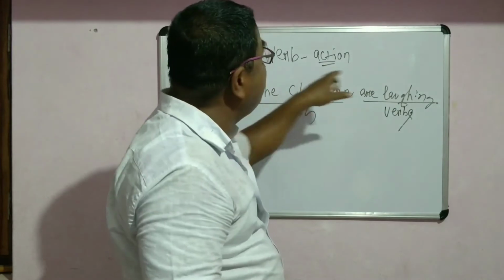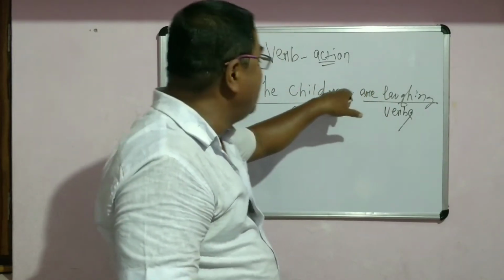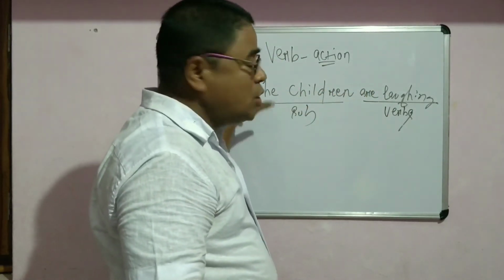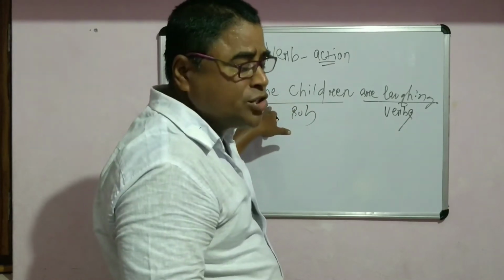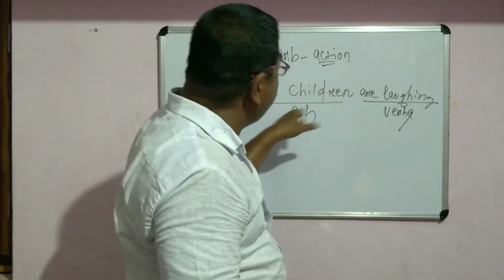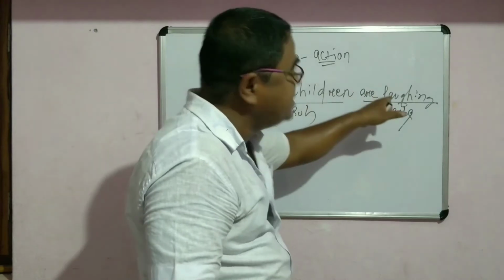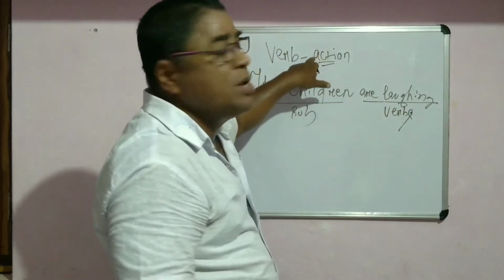So your subject refers to the verb and the verb is related to the subject. The two basic things of grammar construction are subject and verb. Verb is always related to subject, and subject is related to verb. So a verb refers to some action.